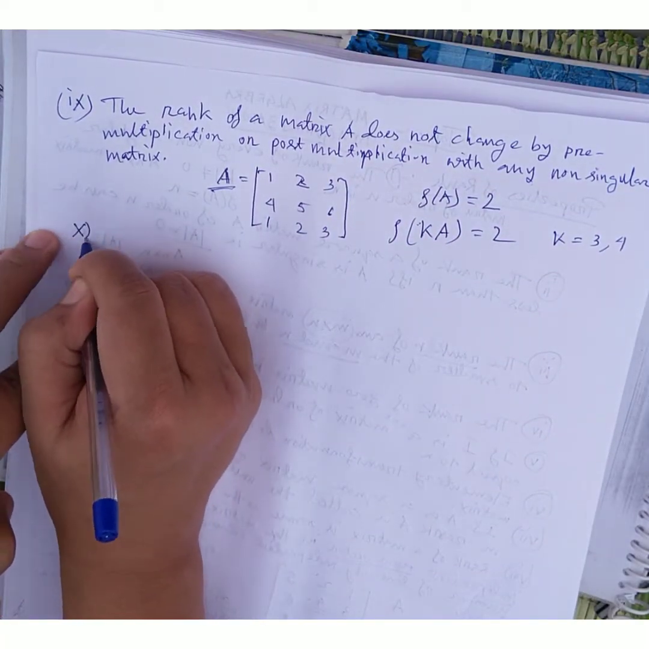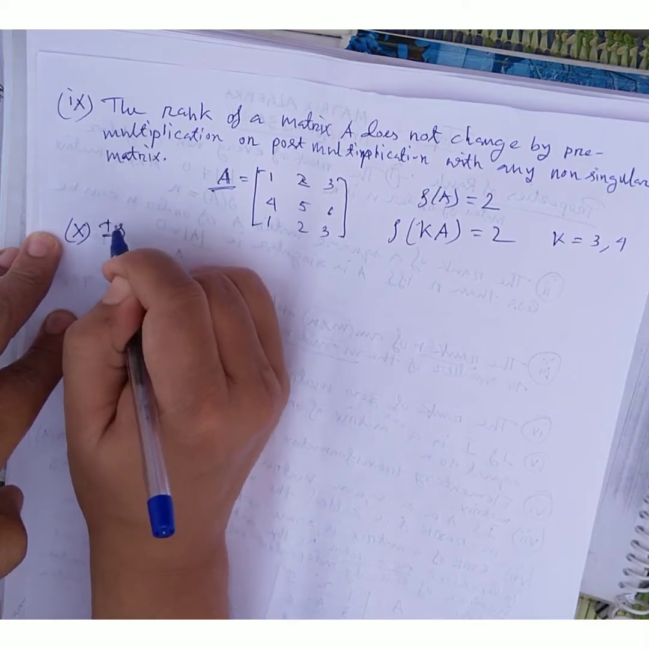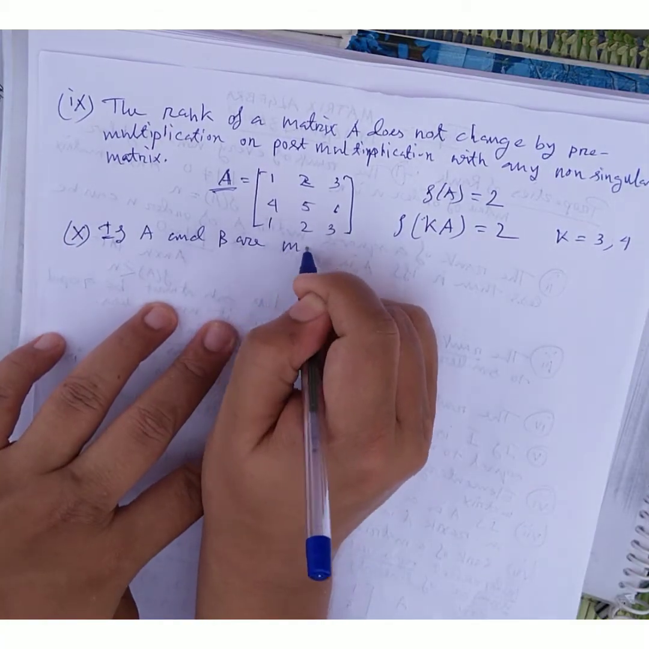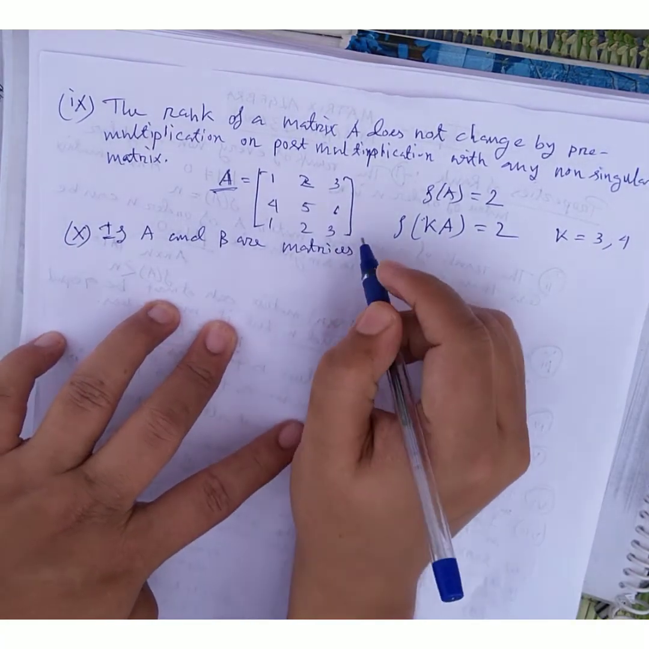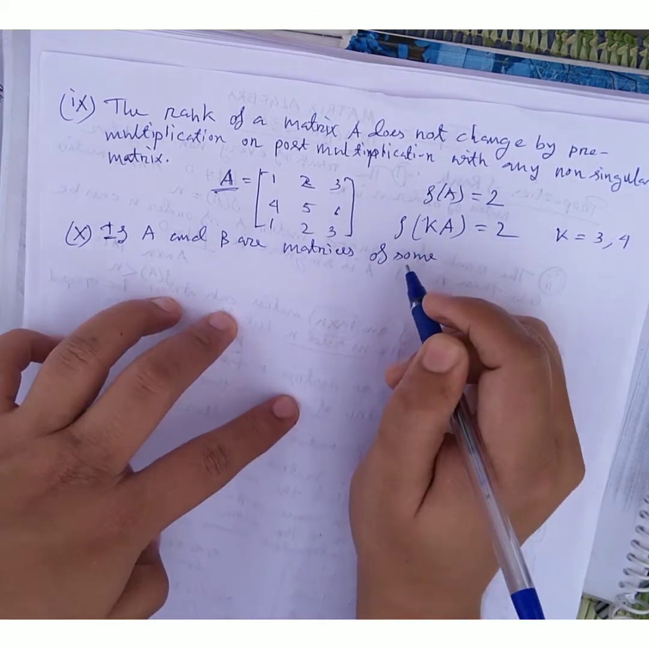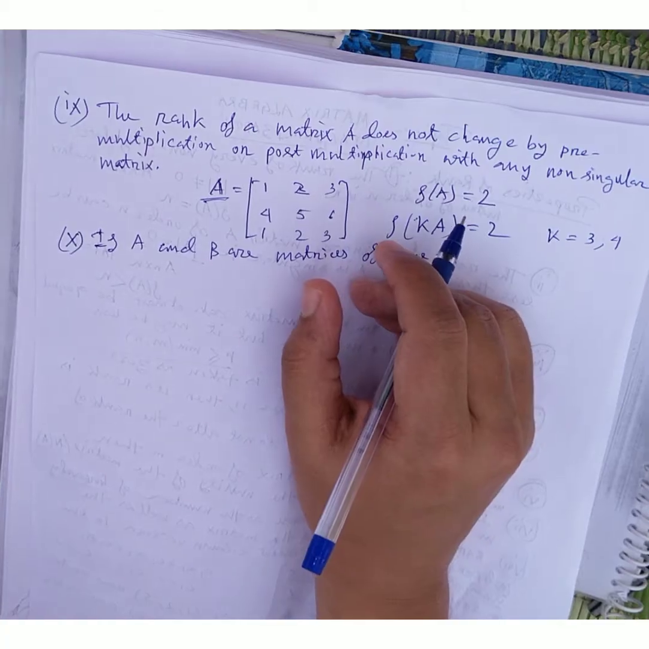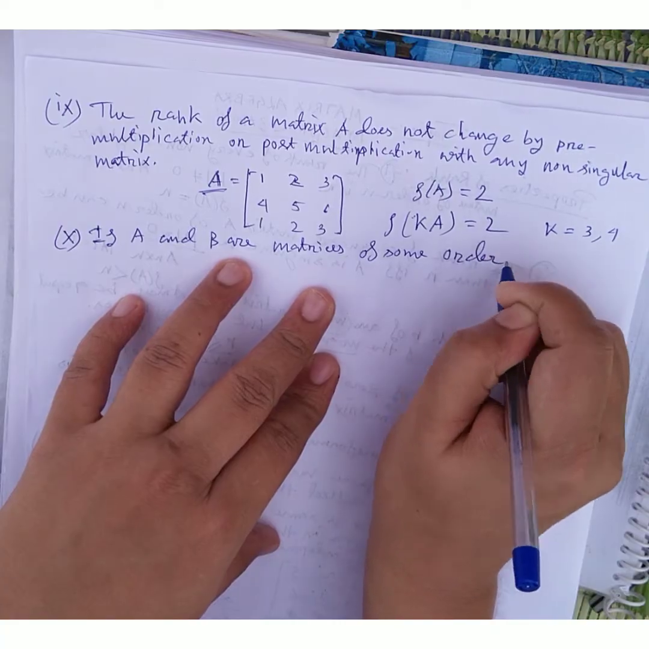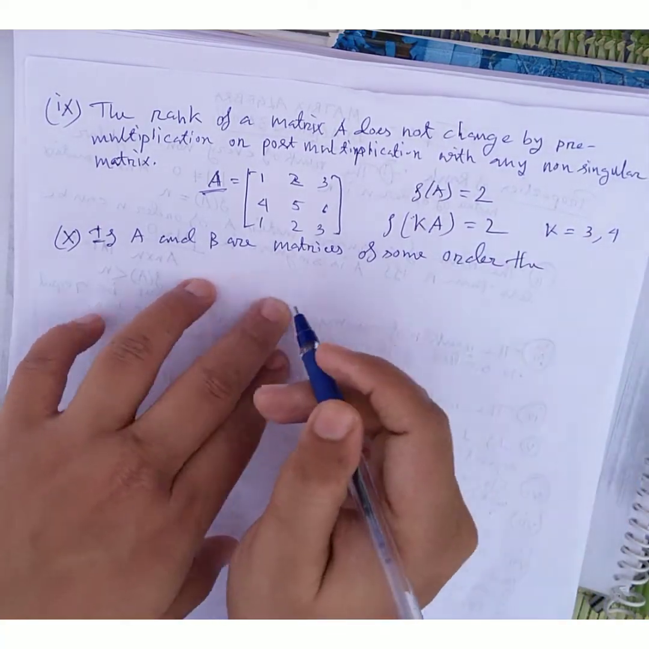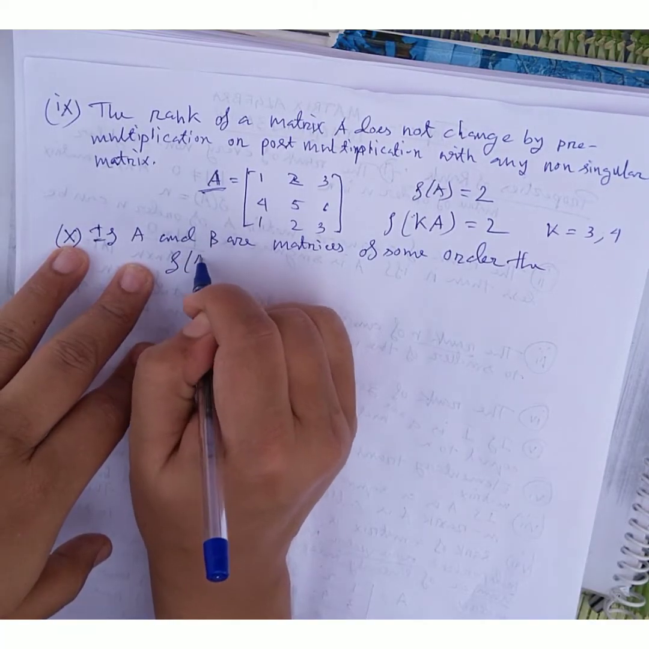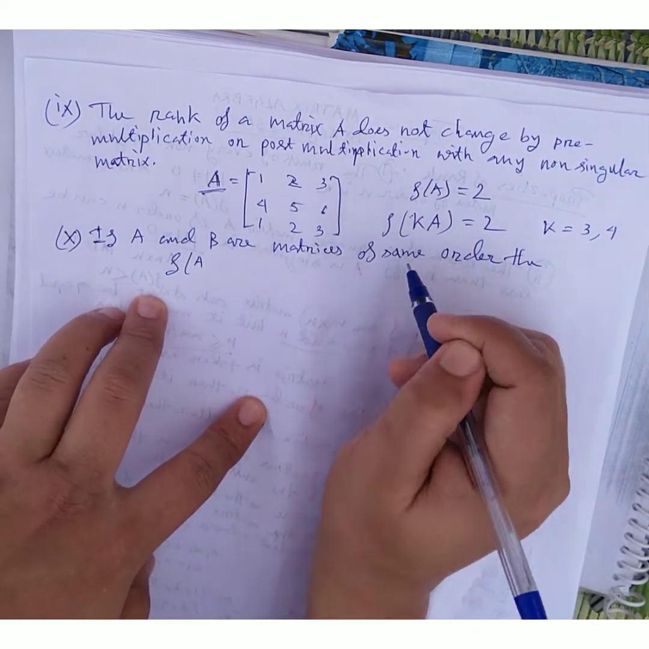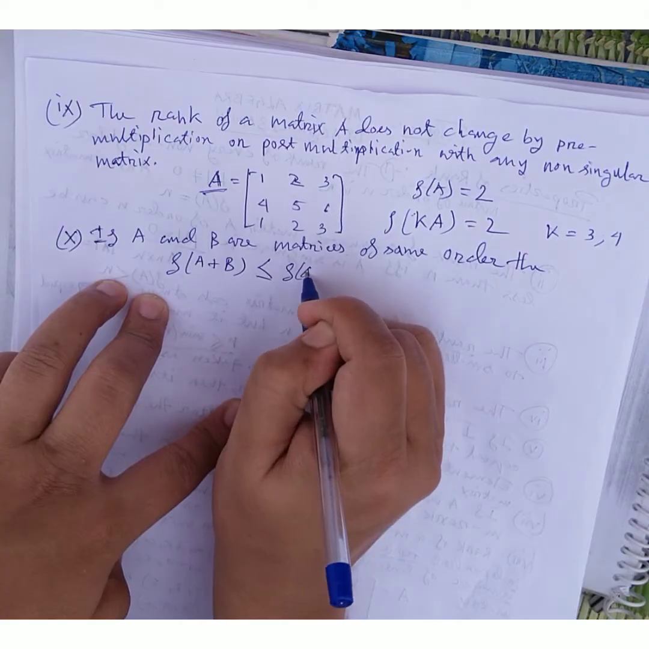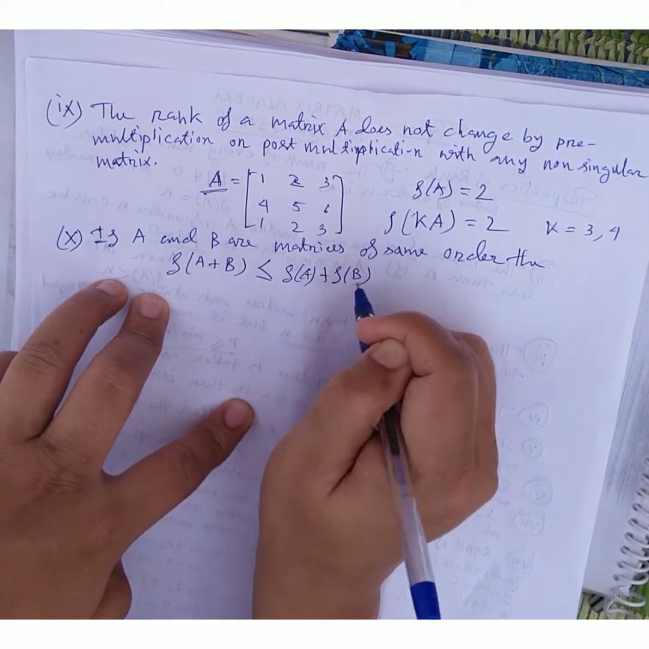Number 10. If A and B are matrices of the same order, then the rank of A plus B is less than or equal to the rank of A plus the rank of B.